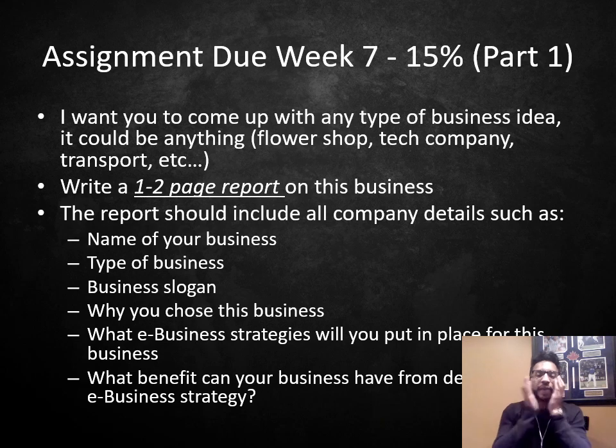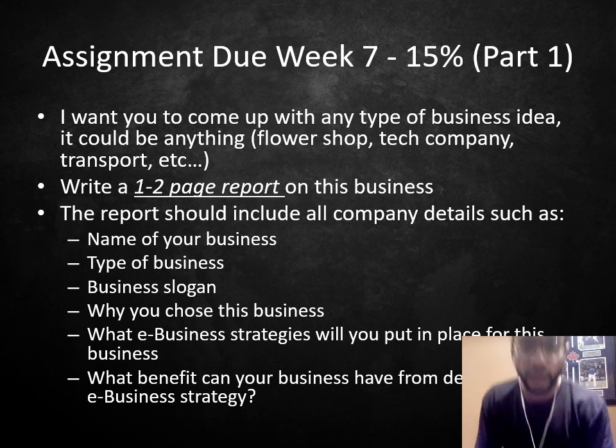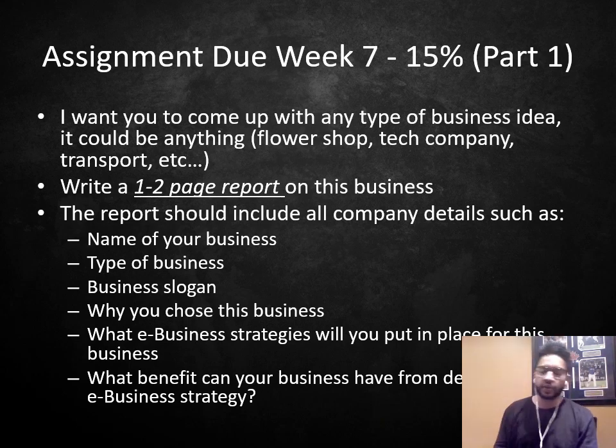Okay, so what the assignment is: the assignment has two parts. I want you to come up with any type of business. It could be something that you have dreamed of doing, something that you thought of doing, or something that you think you might do. It could be anything. So come up with any type of business: flower shop, tech company, transport company, I don't care what it is. Make one up.